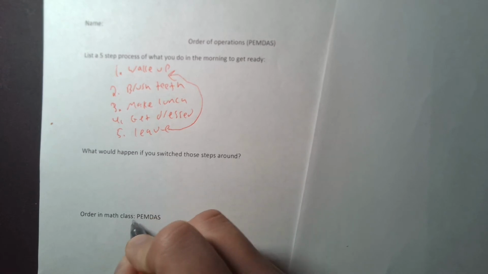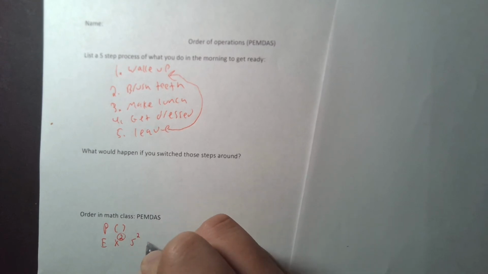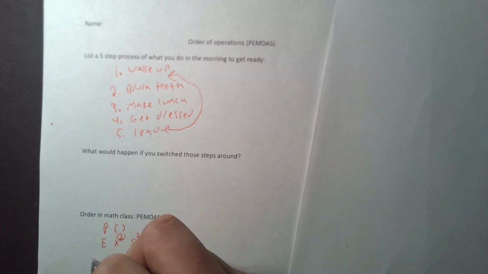So the order in math class is PEMDAS. For PEMDAS, P stands for parentheses. Okay, those are these things. E stands for exponents. An exponent is like that 2 there, x squared, or 5 squared, or 10 to the 5th power. Okay, those are exponents.